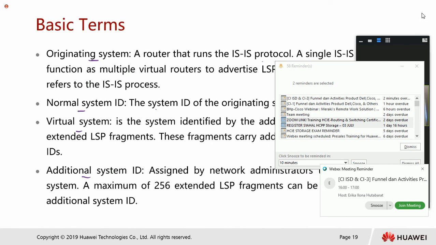The normal system ID is the system ID of the originating system. So where does it come from? This is your system ID, the 6-byte system ID. A virtual system is a system identified by an additional system ID to generate extended LSPs. Let's say you're going to send fragments, you use a virtual system to send them out, and these fragments carry the additional system ID in their LSP IDs. They need to identify inside the LSP ID that I am the virtual system that sent this information as a fragment. The additional system ID is assigned by the network administrator to identify a virtual system.